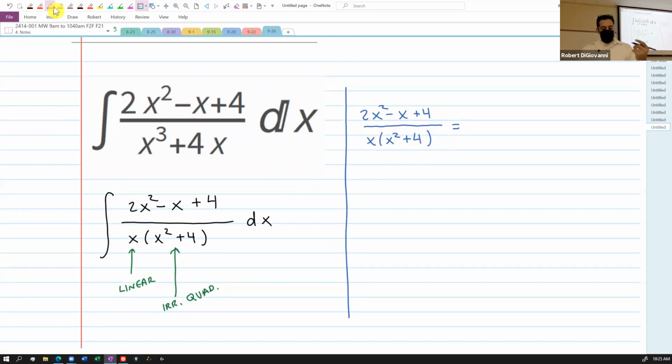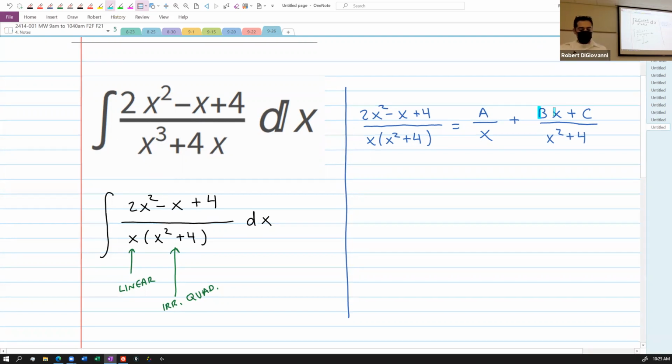Well, for the linear factor, the x down there, we will put a over x. Okay, that's all beautiful. Nothing's changed. That's the same as what we were doing before. Who can tell me what we do with the irreducible quadratic? Now it's bx plus c over the irreducible quadratic, which is x squared plus 4. So when you see an irreducible quadratic in partial fractions, what goes on top is not just a number, but a linear expression, bx plus c.